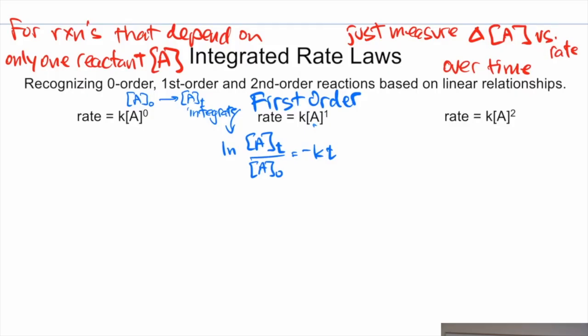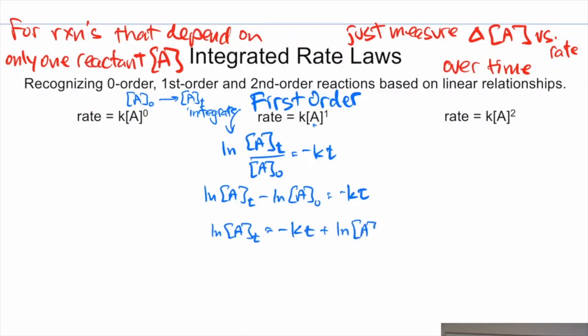That then rearranges to the natural log of the concentration of A at time t, minus the natural log of the concentration of A initially, is equal to minus kt. And then a little bit more rearranging, okay? The natural log of A at time t is equal to minus kt plus the natural log of A sub 0. Okay? Nothing up my sleeves. Did you see what I did?